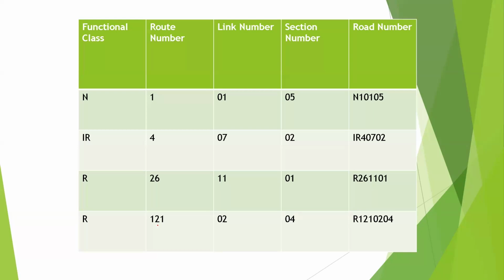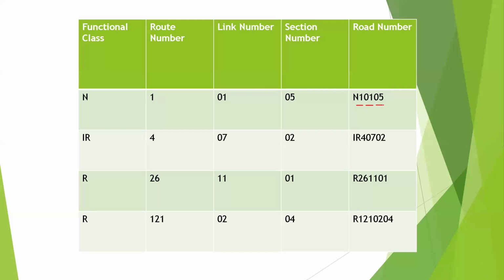So for example, after I have finished partitioning, if the functional class is a national route, it's N, the route number will be 1, the link number maybe is the first link I'm talking about, maybe it's the second section, the 5th section I'm talking about, and the road number now becomes N10105. This means National Route 1, Link 1, Section 5.